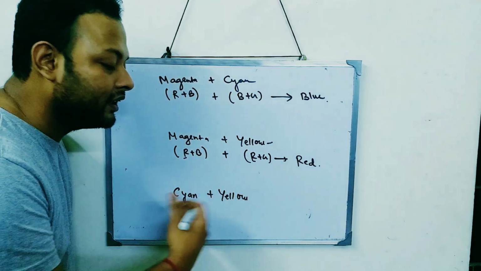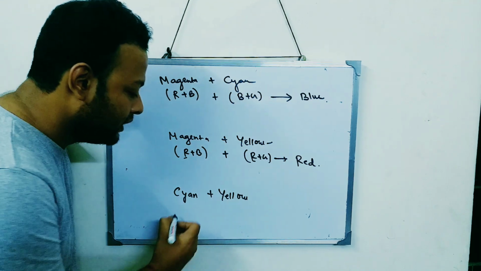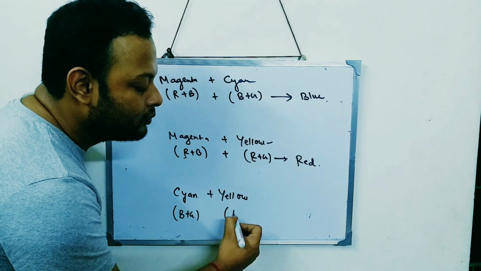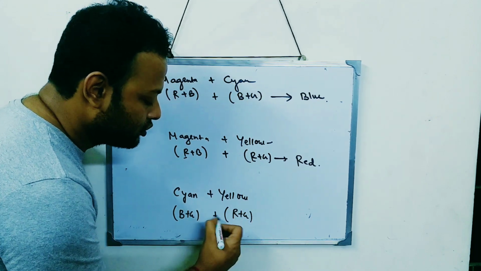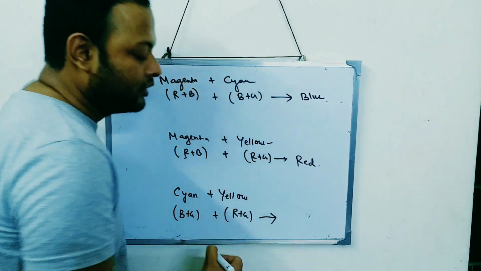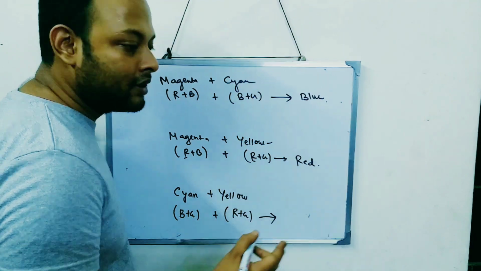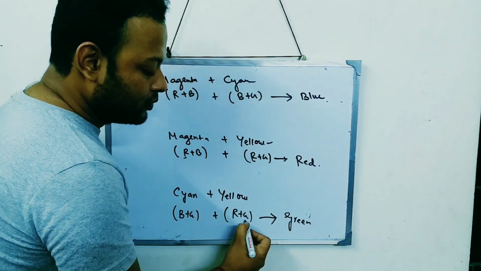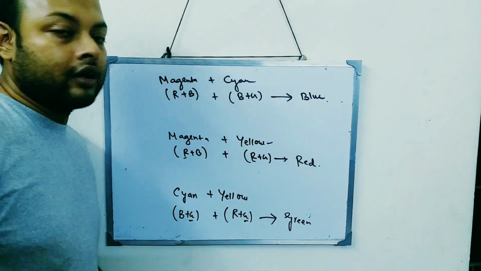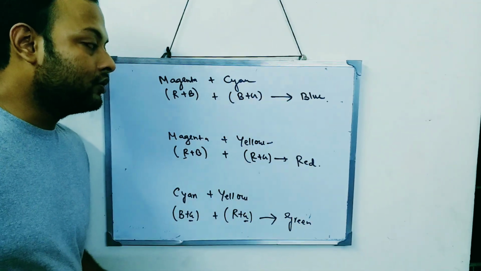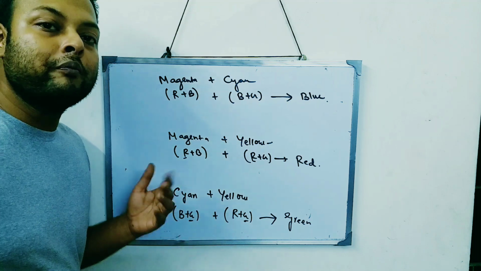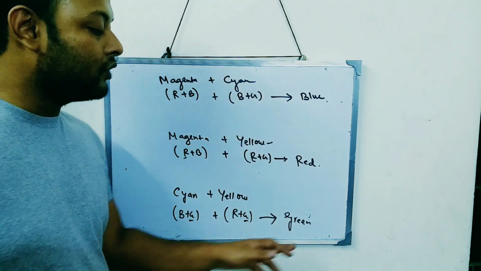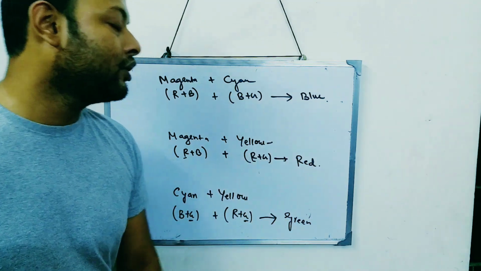And when cyan and yellow get combined, cyan is nothing but blue and green, and it's combining with yellow, which is red and green. So blue and green combine with red and green, and that will give you the ultimate output color as green, because you can see that green is the common color. So this is what happens when you are combining the secondary colors. You are actually doing color subtraction and you are getting the primary colors back.